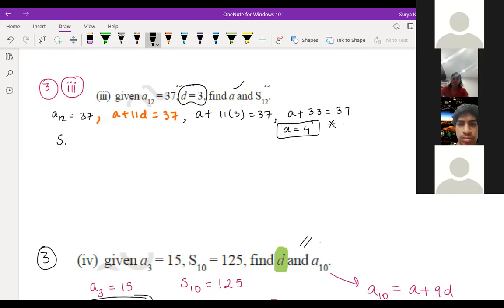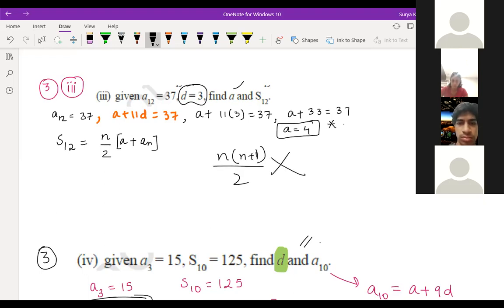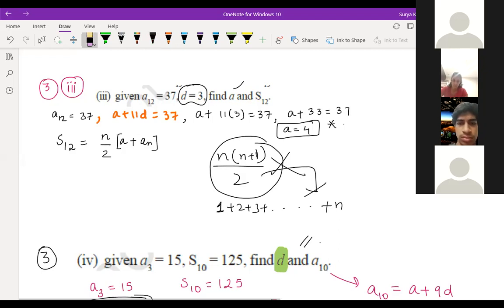Now S12, how to find S12? N bracket n plus 1 divided by 2. N into N plus 1 by 2 you are using. Yes, sir. This is wrong. This formula is only applicable for natural numbers starting from 1 plus 2 plus 3 plus and so on. Understood? Yes, sir. So n into n plus 1 by 2 is applicable only for this case. Okay.